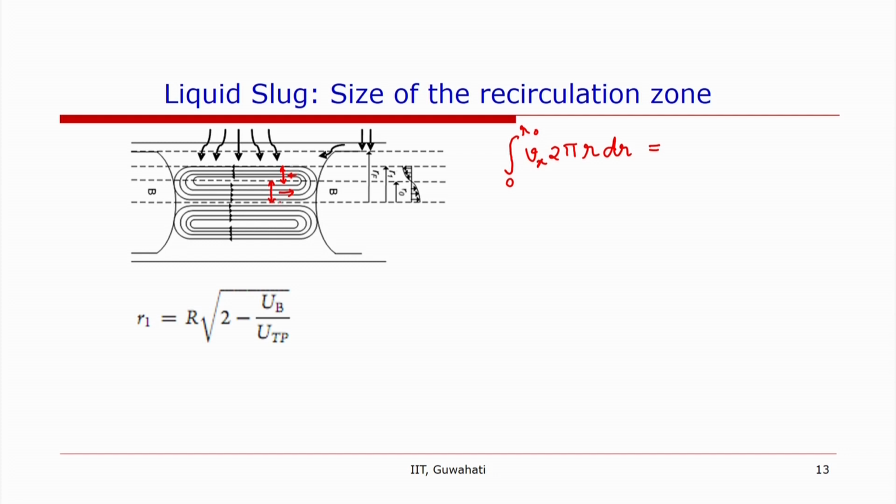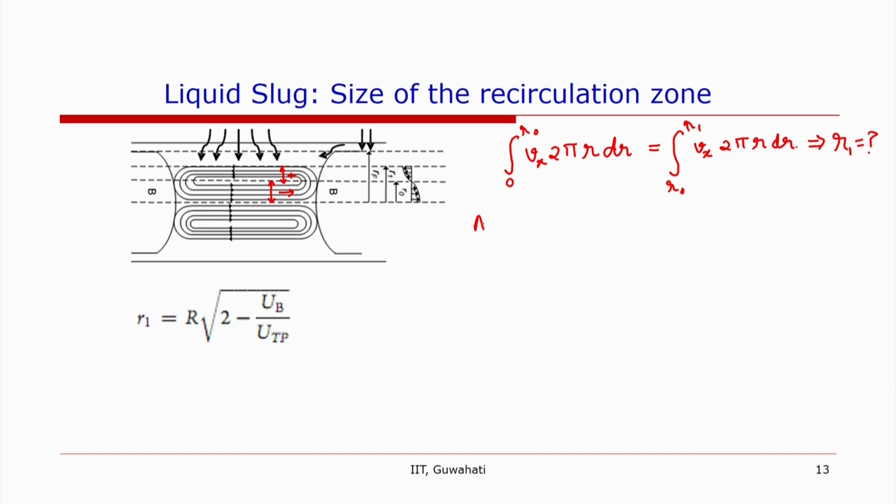And the same flow will move during the recirculation, so that should be equal to integral R0 to R1 Vx 2 pi R dr. So one can find out from this what is R1.